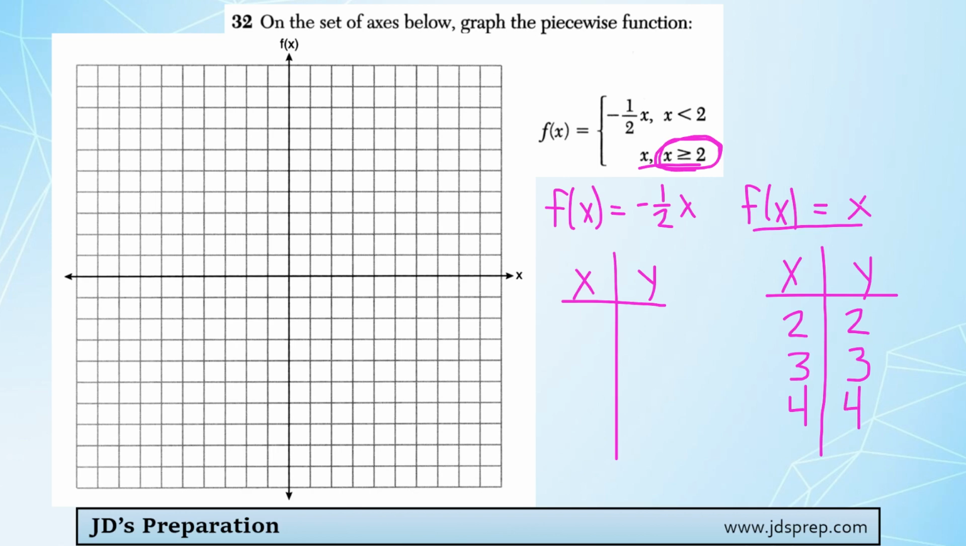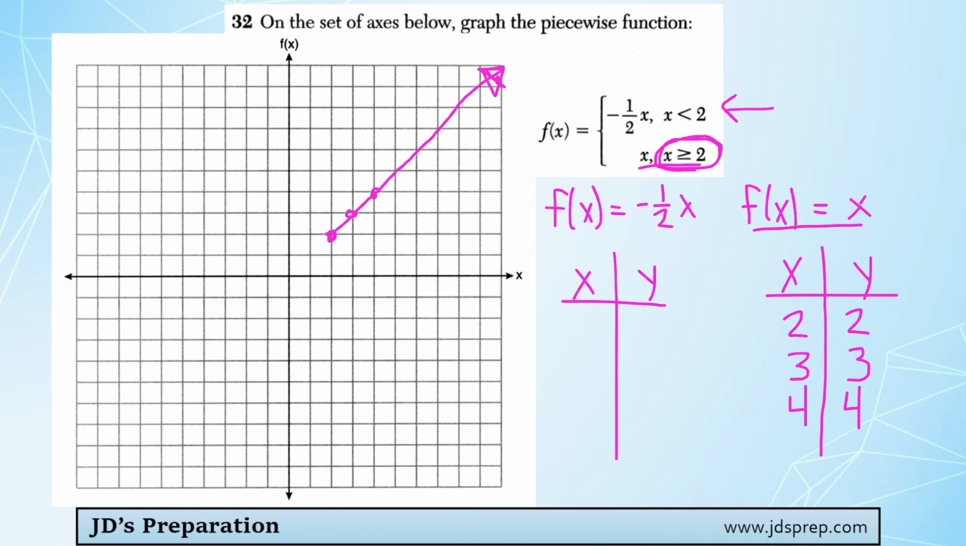So now we can go ahead and plot these points. And we can see that it's following a pattern where it's going to continuously go upwards in a straight line, like so. Now let's take a look at f of x when x is less than 2.